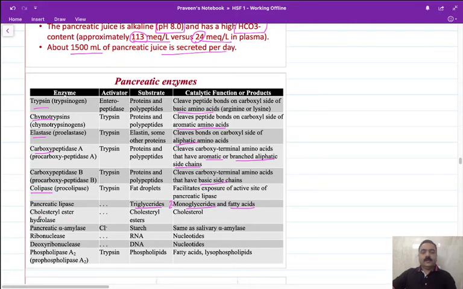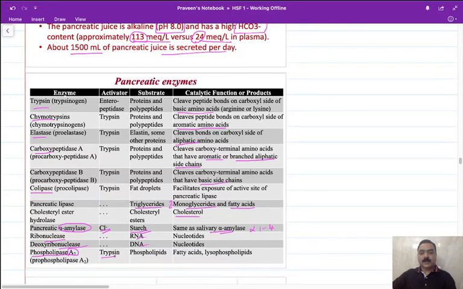The cholesterol esterase breaks down the cholesterol ester into cholesterol and fatty acid. Pancreatic amylase, whose activity requires chloride ions, breaks down starch, same as salivary amylase, and breaks down only alpha 1,4 linkages. Then you have the ribonucleases and the deoxyribonucleases to break down RNA, DNA, etc. And then you have the phospholipases. One of the important phospholipases is what? The phospholipase A2. And what causes the activity of that?